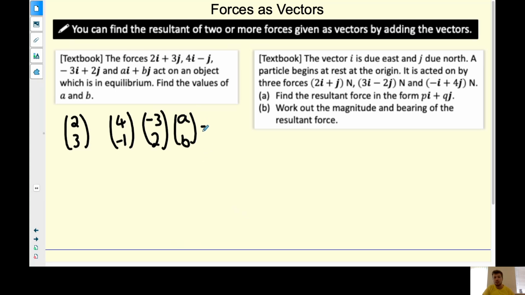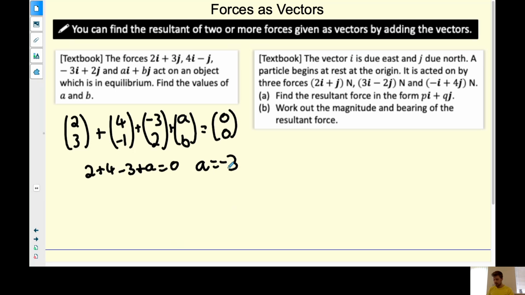Okay, and that is in equilibrium, so therefore if I add all of these forces together, my resultant force, well, if it's going to be in equilibrium, that means there's going to be 0 force acting upon it vertically and 0 horizontally. To find the values of A and B then, well, looking at it horizontally, 2 add 4 is 6, subtract 3, and then add A is going to equal 0. So therefore, in this scenario, looking at it horizontally, 2 add 4 is 6. Subtract 3, which means A is going to be equal to -3.